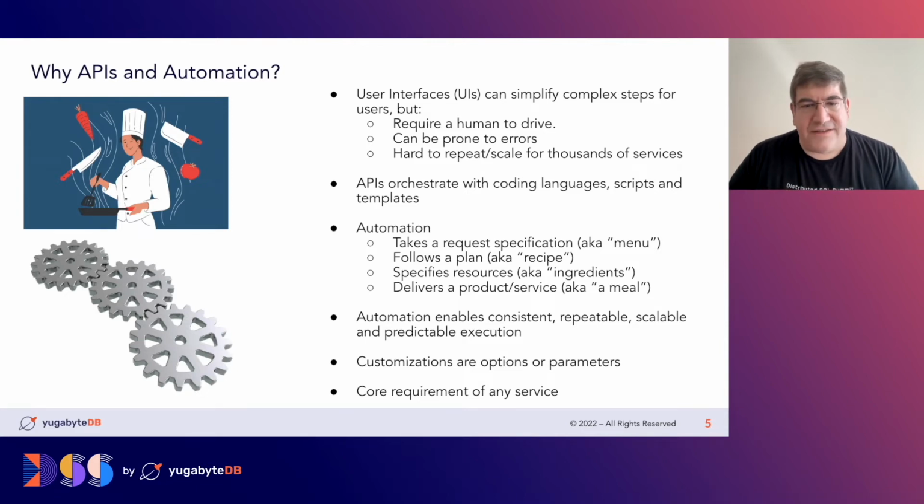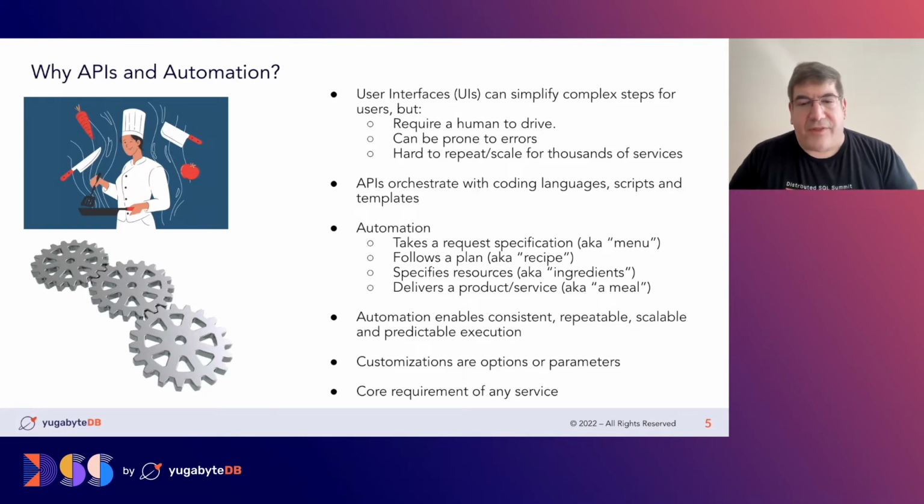With applications and systems, it's a similar analogy. So when you use an application, you're using a user interface, it can help simplify those complex steps for users. But number one, it requires a human to drive, and humans can make mistakes. Things can be prone to errors. The other problem is it's hard to repeat at scale for, let's say, thousands of services, something that you have to do over and over again.